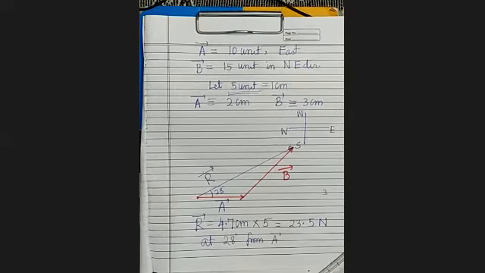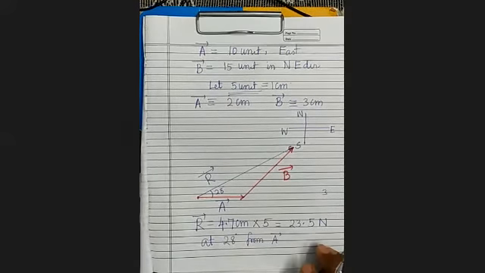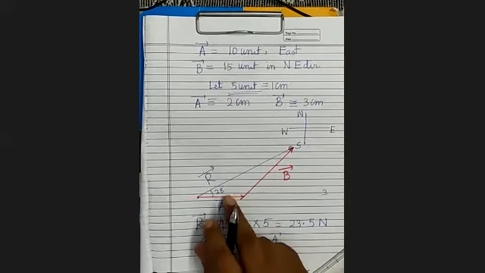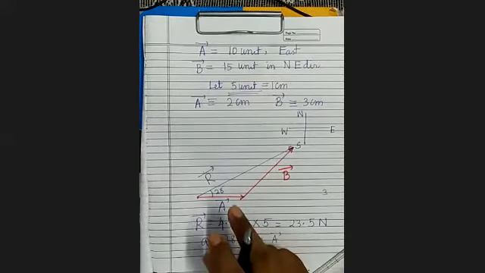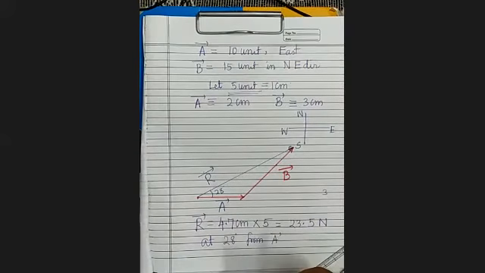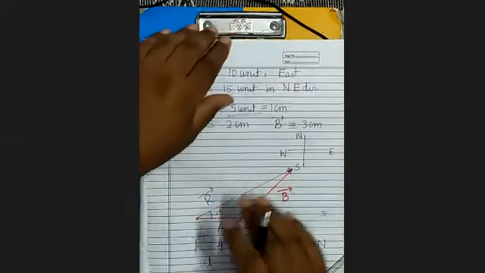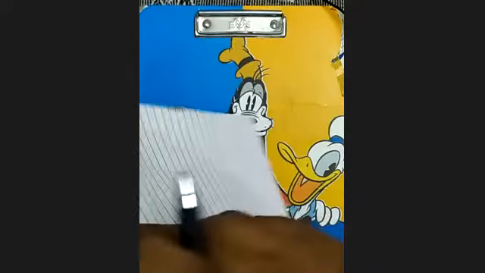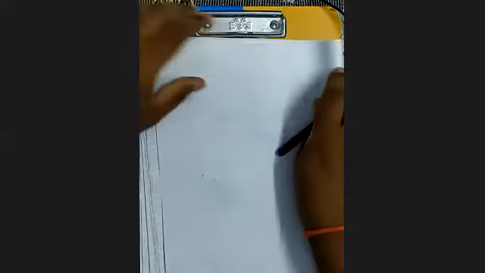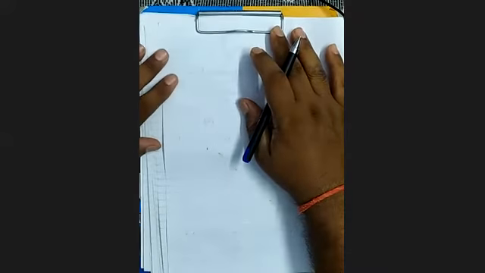Now there is one parallelogram. This method is known as triangle law of vector addition. This law we call as the triangle law of vector addition. It's clear? And what is triangle law of vector addition? Though its statement is not required, but you can see here. Triangle law of vector addition applies only for the addition of two vectors.